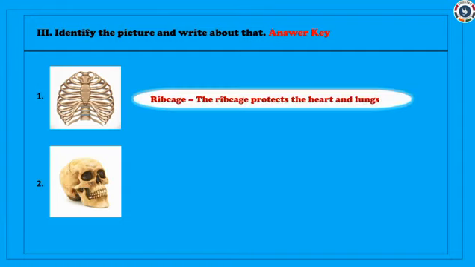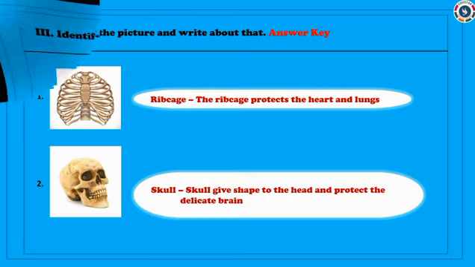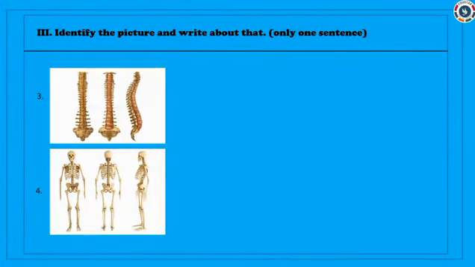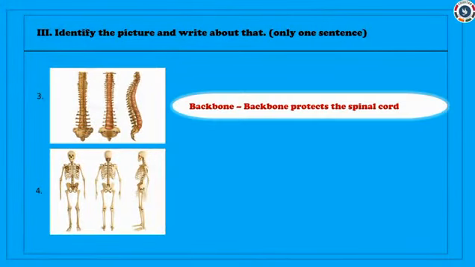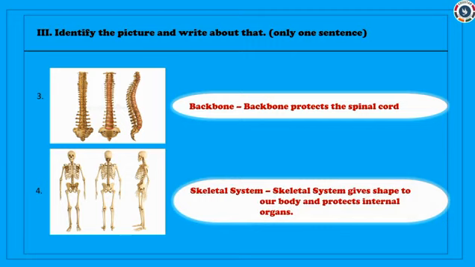The first picture is rib cage. The rib cage protects the heart and lungs. The second picture is skull. Skull gives shape to the head and protects the delicate brain. The third picture is backbone. Backbone protects the spinal cord. The fourth picture is skeletal system. Skeletal system gives shape to our body and protects internal organs.